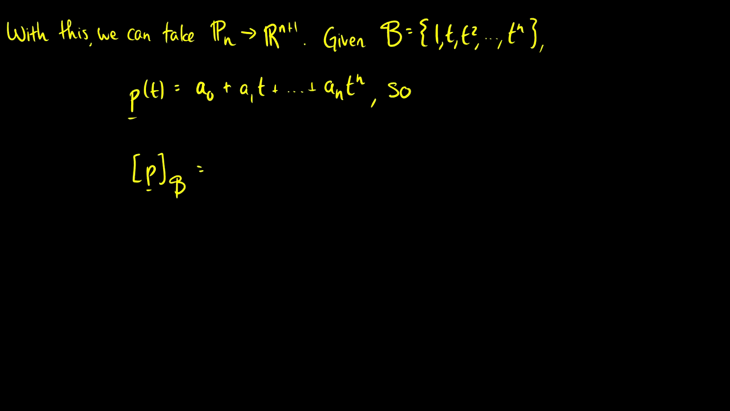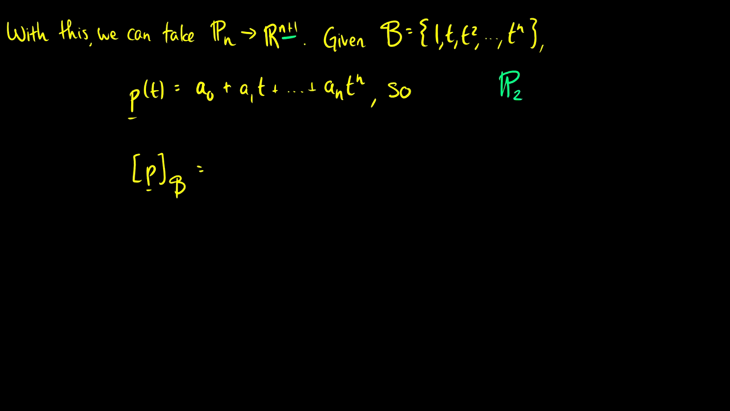Alright, so now with this, we can take polynomials in Pn to vectors in R^(n+1). Okay, so why n plus 1? Well, a basis for a polynomial space is 1, t, t squared, all the way up to t^n. So we could write this as a0 plus a1 t all the way up to an t^n. So let's say we have P2.